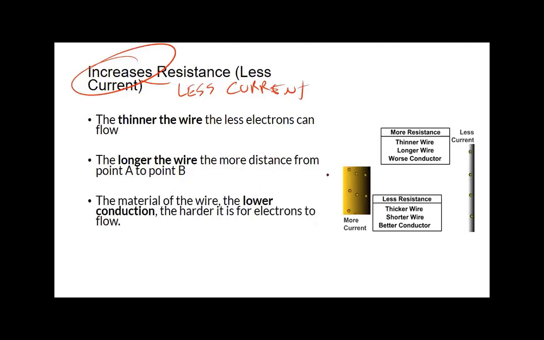And then the material of the wire. Not all materials are the same. You're not going to have a wire that's made up of rubber, because you're going to have nothing happening there. But even within the metals, there are better conductors and there are worse conductors. So I'd rather have a copper wire than a steel wire.